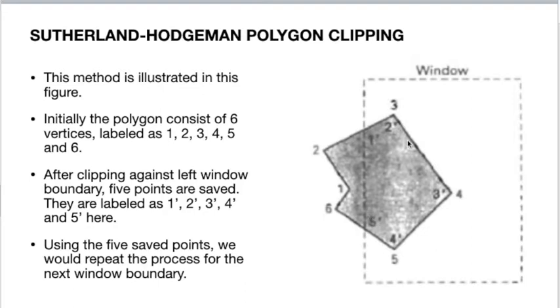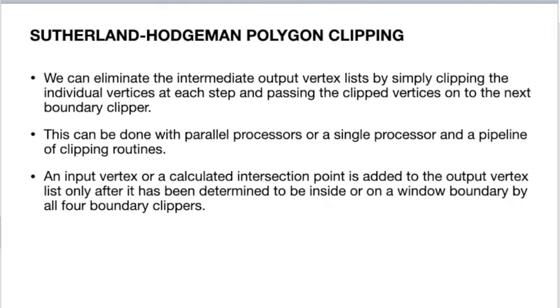Then these vertices, 1 dash, 2 dash, 3 dash, 4 dash and 5 dash, are passed to the next clipping window boundary. Next you process with the right boundary, then with the bottom boundary, and then with the top boundary. This is how the Sutherland-Hodgman polygon clipping works. Since all these are inside all the boundaries, these 5 vertices will be the output after Sutherland-Hodgman polygon clipping. And we can eliminate the intermediate output vertex list.